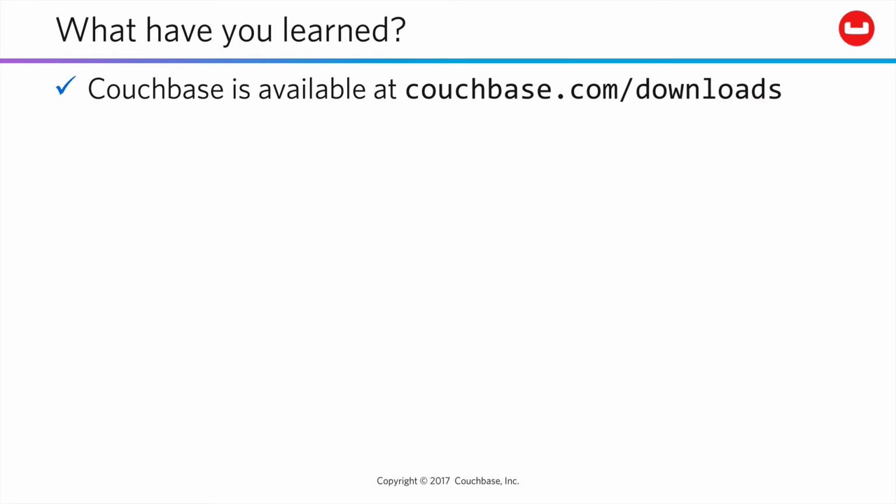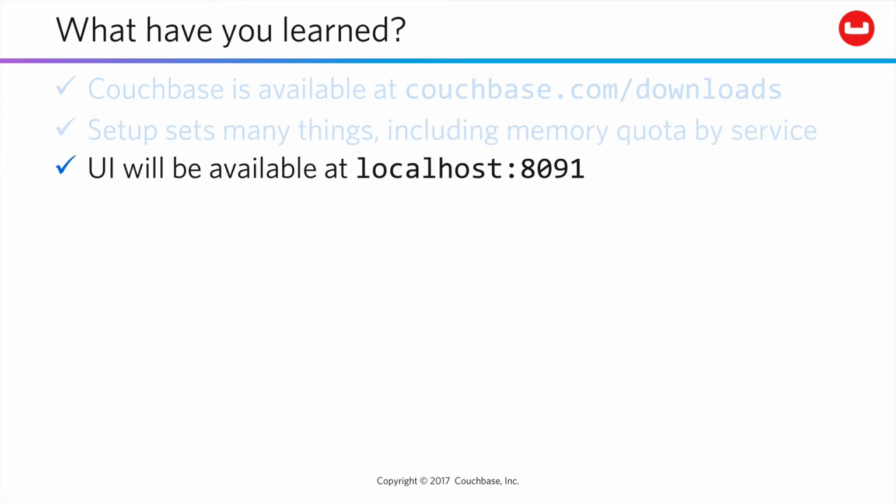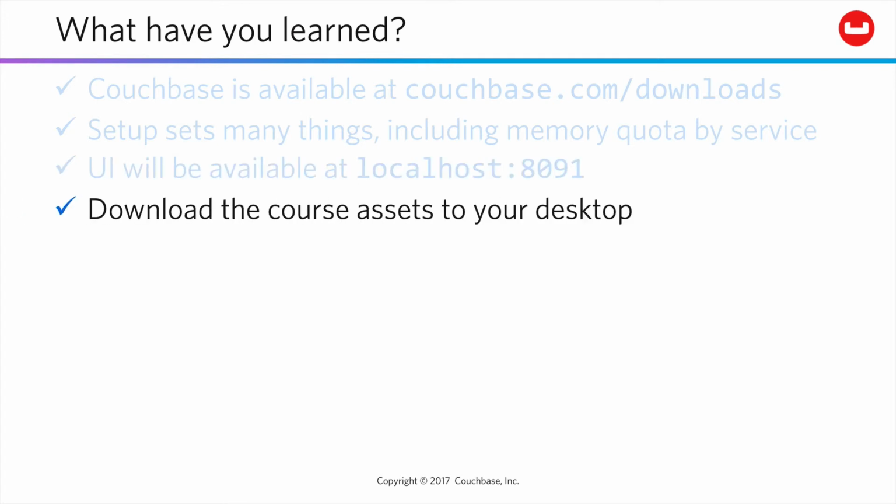Now, Couchbase is an easy download, available for virtually all operating systems. During setup, you'll configure a number of things, including memory quotas by service. Now, once installed, you'll find the UI at localhost 8091. Download the course assets, such as your working data and the workbook, to your desktop. Go back to the intro lesson if you need to go find those files.